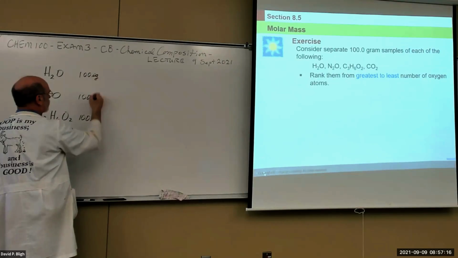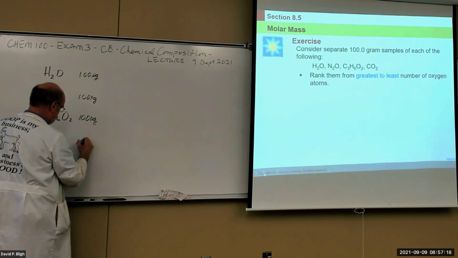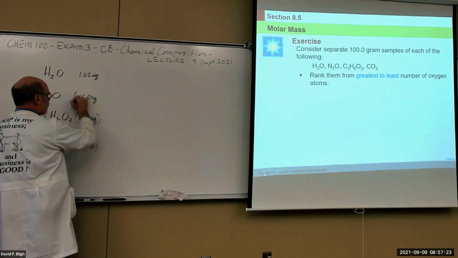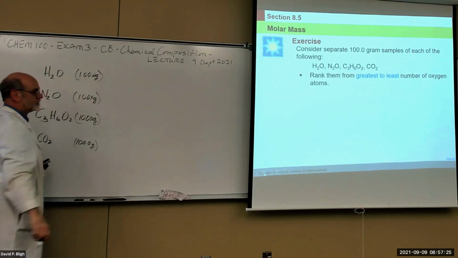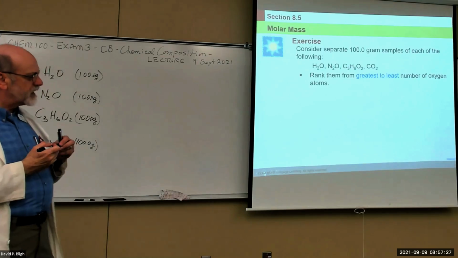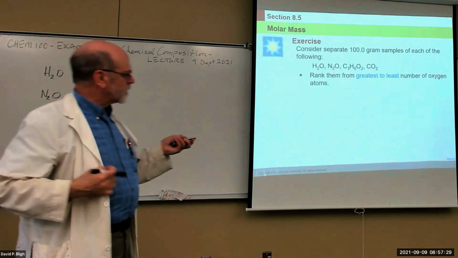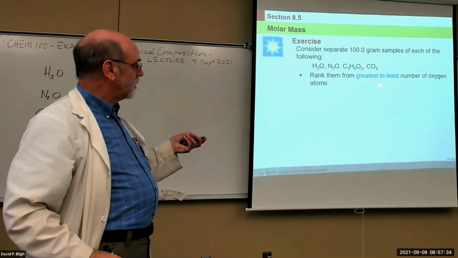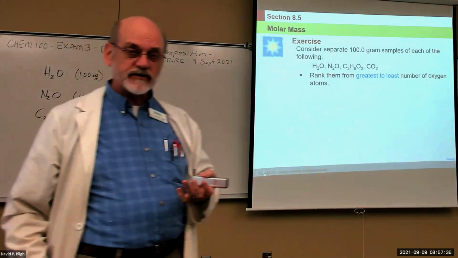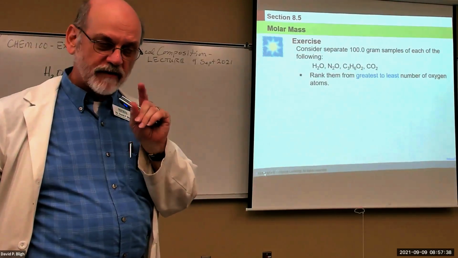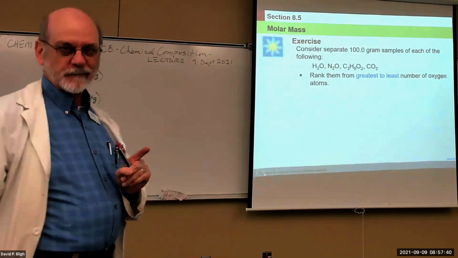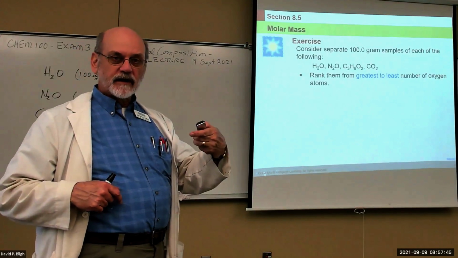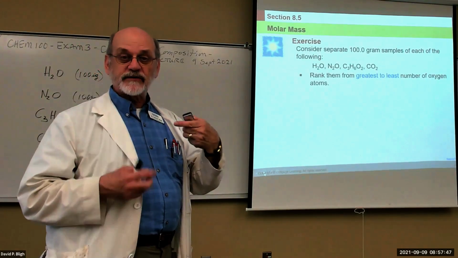Actually, there's an extra zero up here. Okay. Now we want to convert those to what? Well, if we're going to order them from greatest to least number of oxygen atoms, we can't say anything about the number of oxygen atoms until we know how many moles of each compound there is. Right?